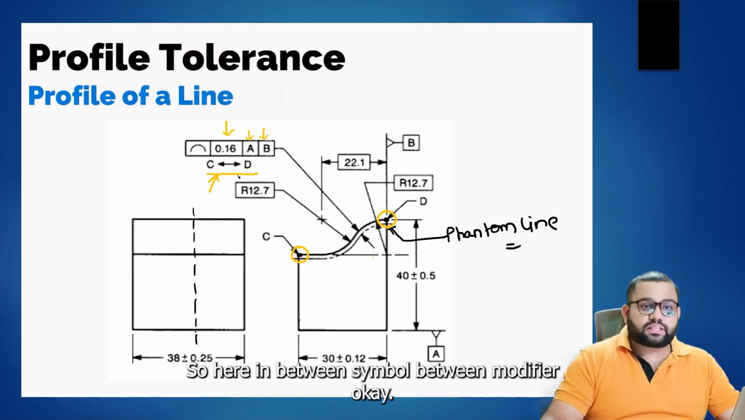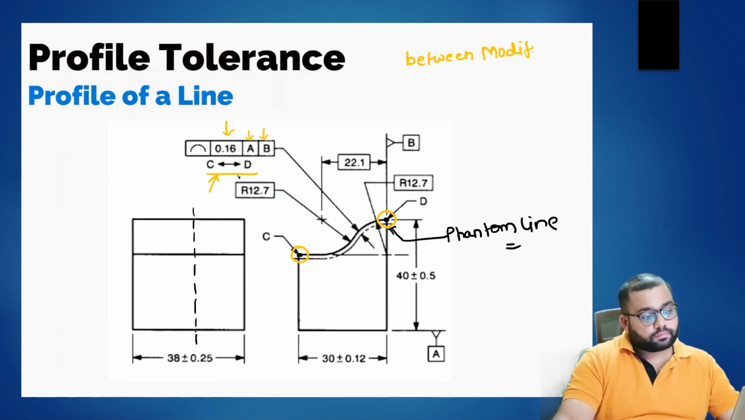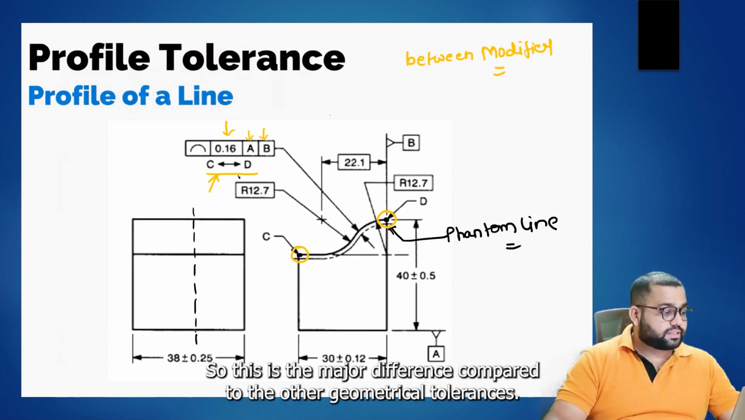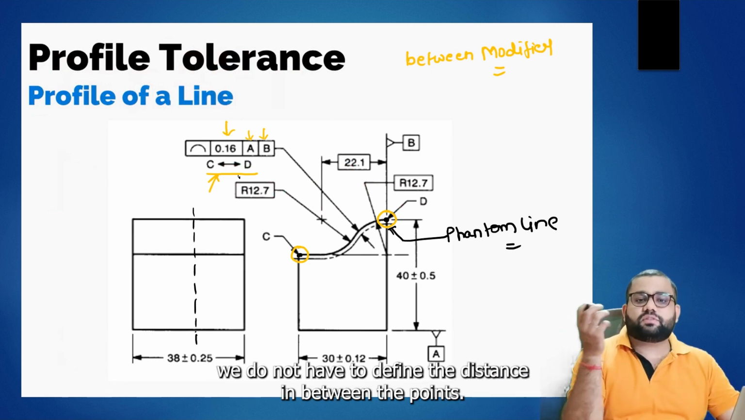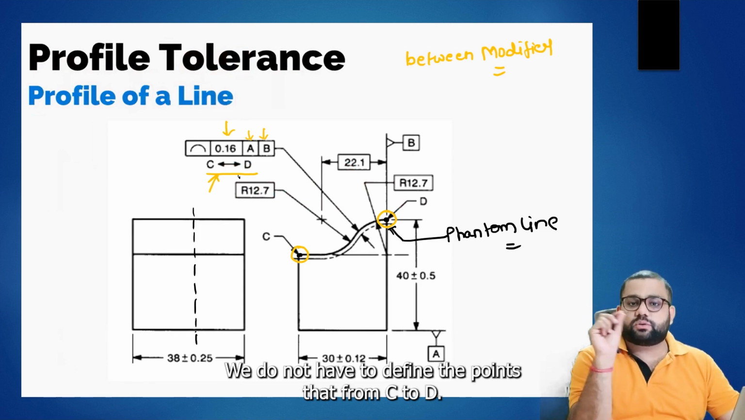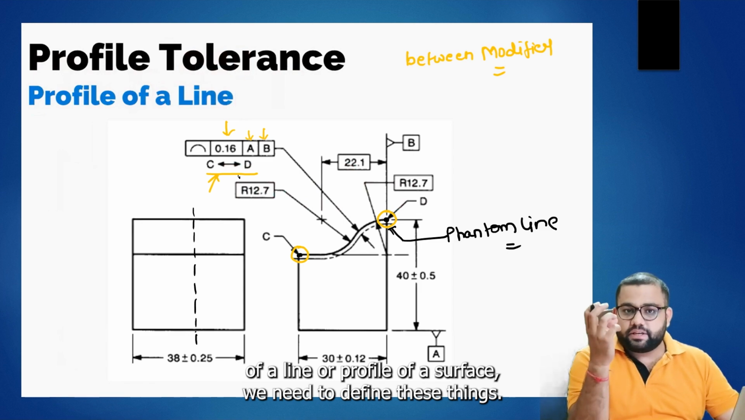So here is the between symbol, the between modifier, which we use in the feature below the feature control frame. This is the major difference compared to the other geometrical tolerances, because in other geometrical tolerances we don't have to define the distance between the points. We don't have to define that from C to D we have this tolerance zone. But in profile tolerance, whenever we are talking about the profile of a line or profile of a surface, we need to define these things.